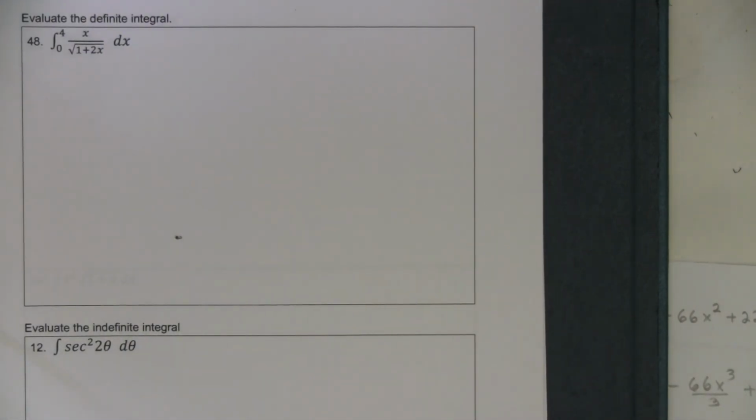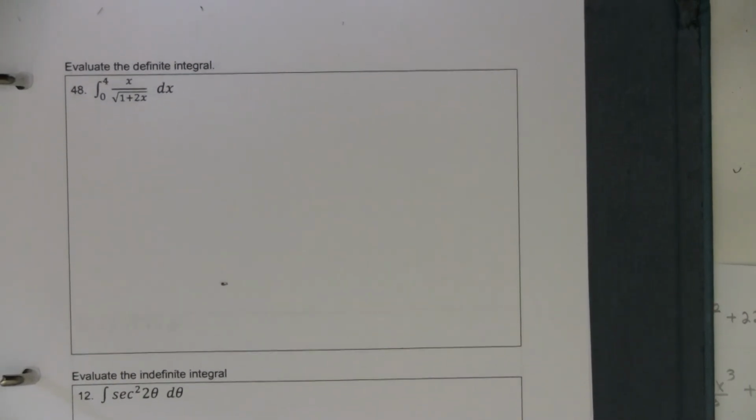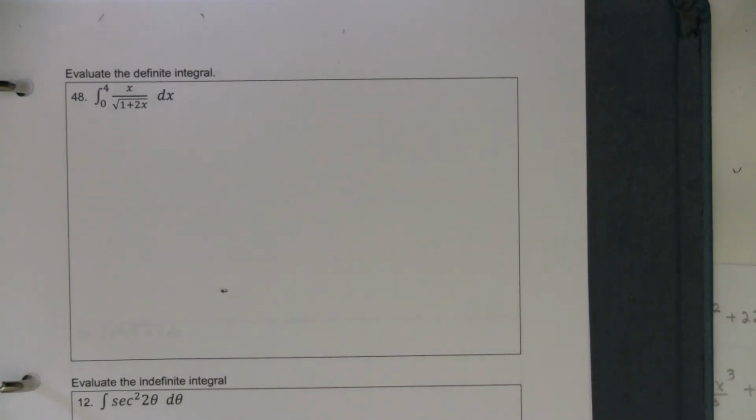So I told you that the u substitution could work, not would work, could work, whether you had a product or a division. And here's one that has a division, so that we can give it a try.